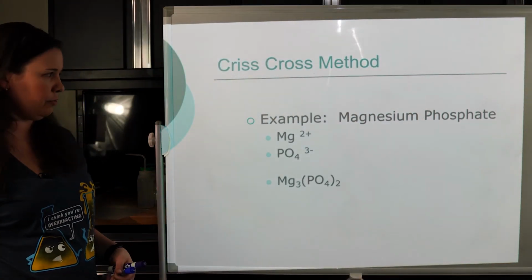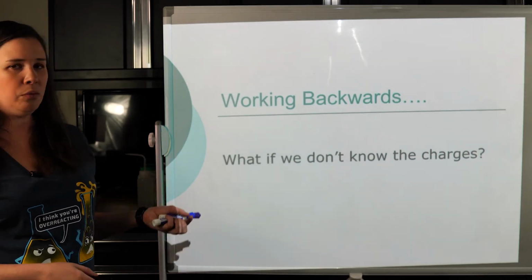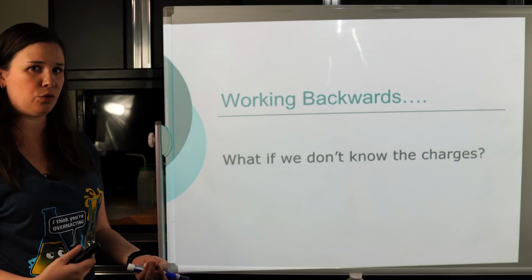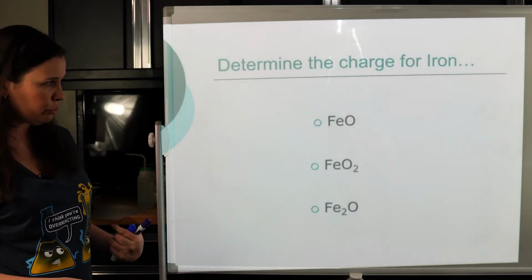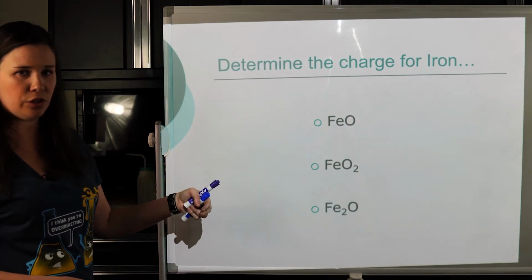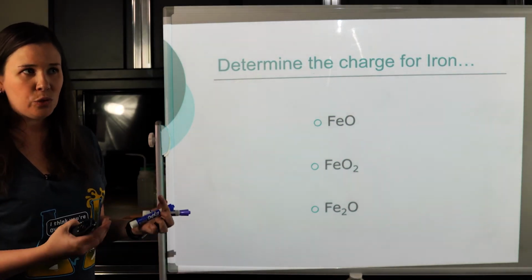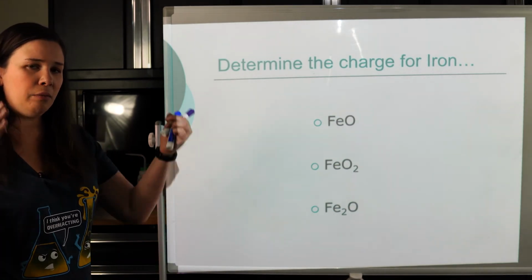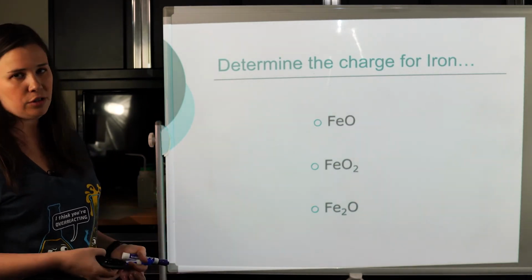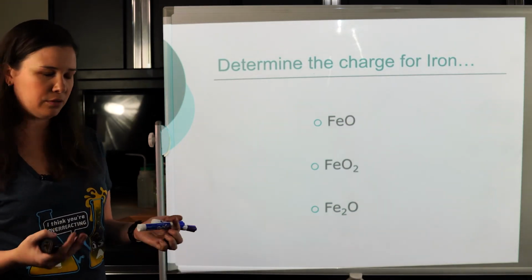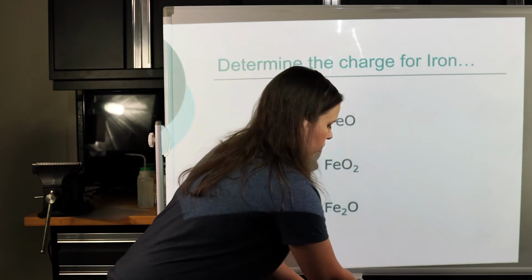So there was our magnesium phosphate. So now I want to kind of apply this idea to figure out charges for transition metals where it could be different. So I've got these three compounds. I have iron attached to oxygen, but in lots of different ratios. Quick side note, this wouldn't happen to metals in like group 1, 2, or 13 because they have set charges. But with the transition metals, they can have different charges, or to be more technical, can have different oxidation numbers.